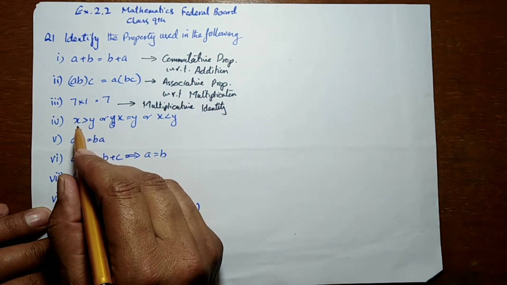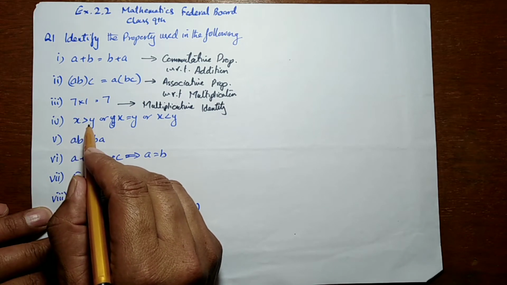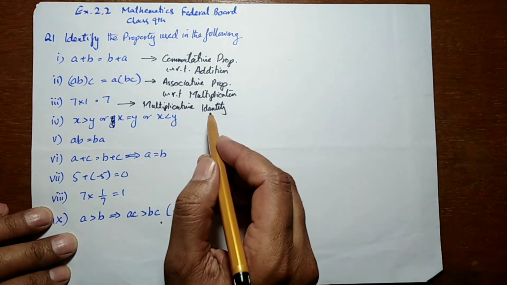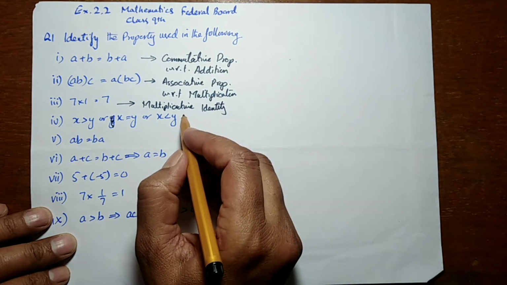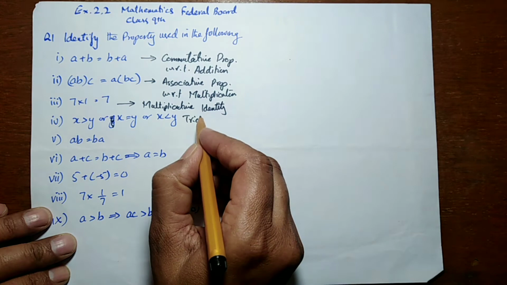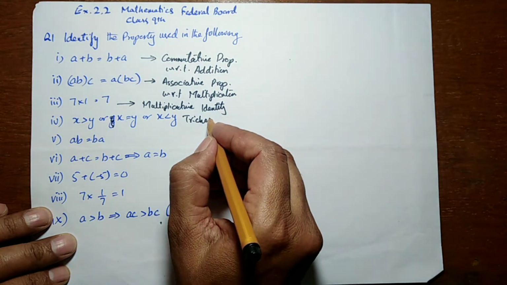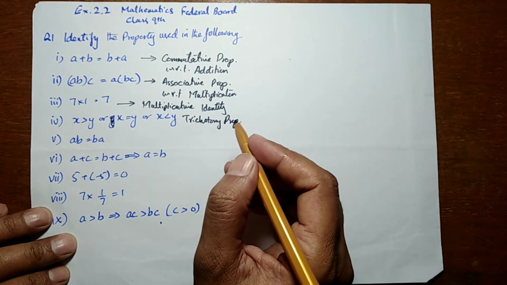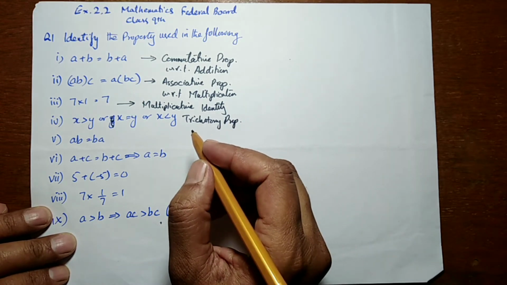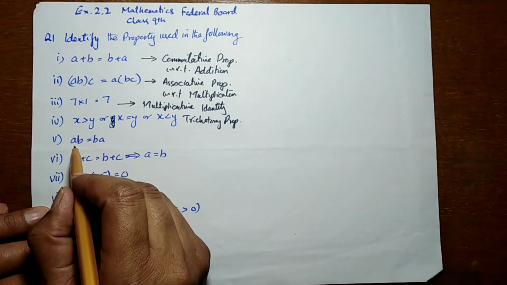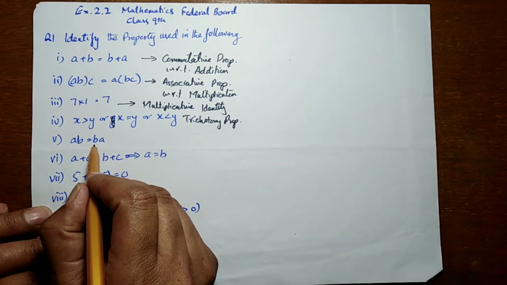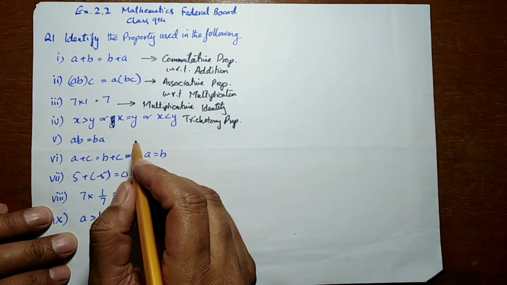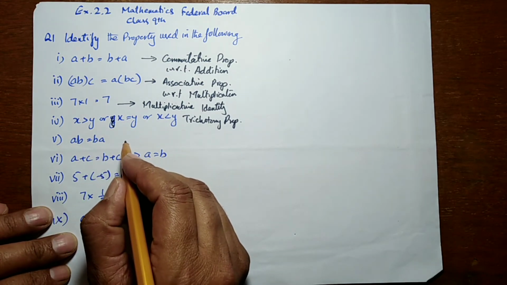Right? Okay, this one, x is greater than y, or x is equal to y, or x is less than y. So this property is known as trichotomy property. So now the fifth one, AB is equal to BA, whether you multiply A with B or B with A, that is basically called commutative property.